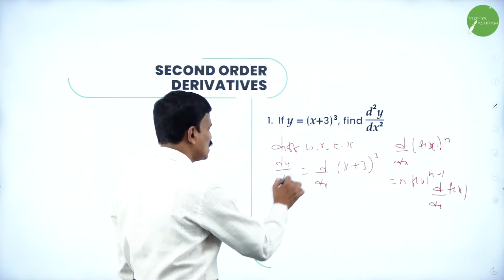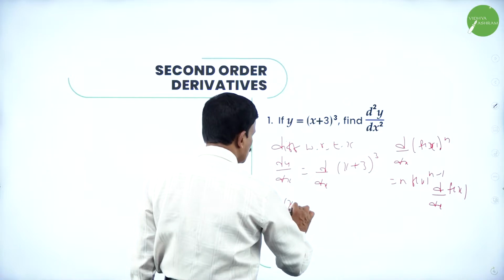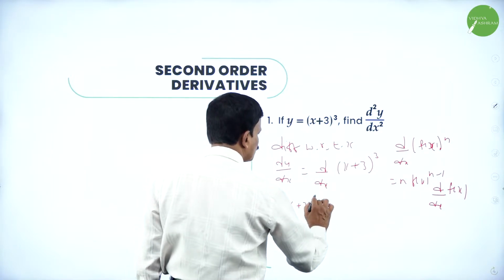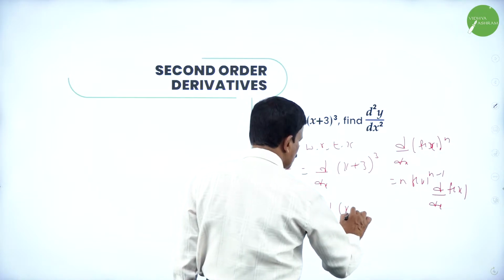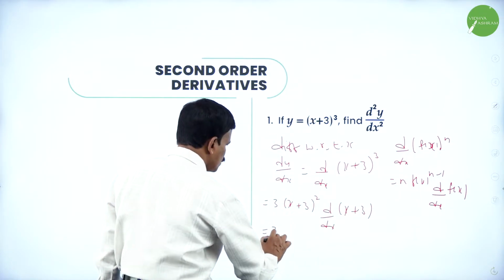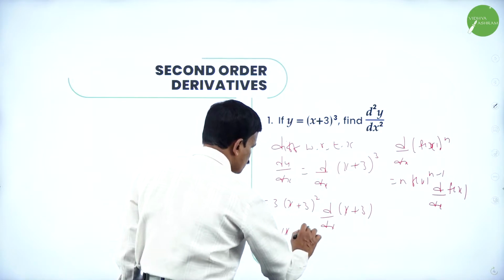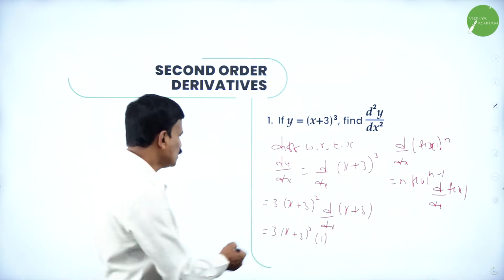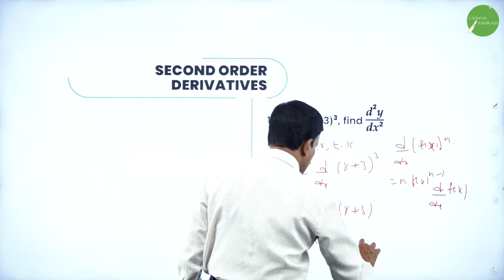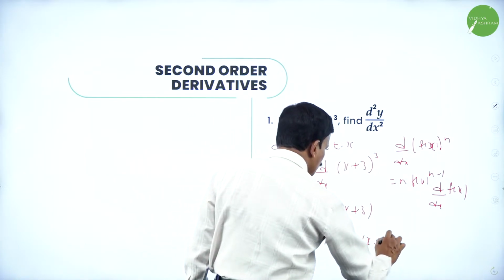So here what is n? n is 3. So 3 (x + 3) to the power of 3 minus 1, which is 2, into d/dx of (x + 3). Now this is 3 into (x + 3)² into the differentiation of x, which is 1, plus 3 constant, 0. If you multiply, this is equal to 3 times (x + 3)².